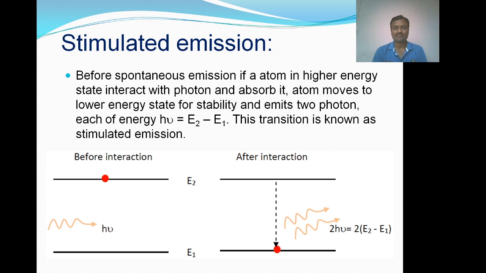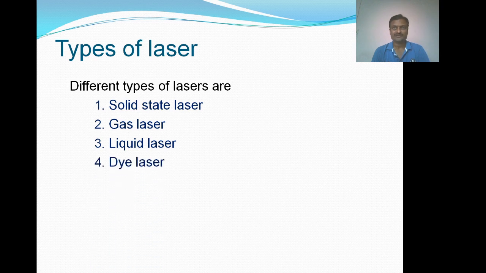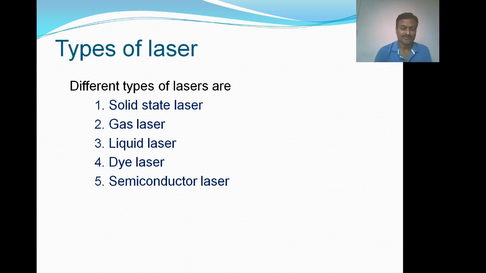These lasers are divided into different categories depending upon the active medium used in the laser. The different types of lasers are, first, the solid state laser, in which the active medium is in solid form. Second is the gas laser, in which the active medium is in gaseous form. Third is the liquid laser, in which the active medium is in liquid form. Fourth is the dye laser, in which the active medium consists of organic dye. Fifth is the semiconductor laser, in which the active medium is made up of semiconducting material. So depending upon the type of active medium, lasers are divided into different categories.